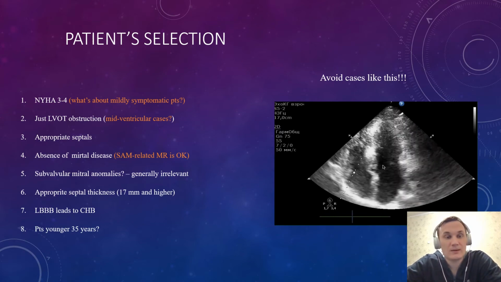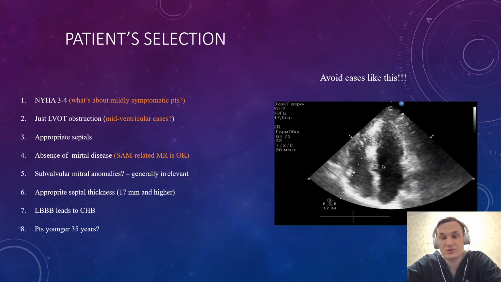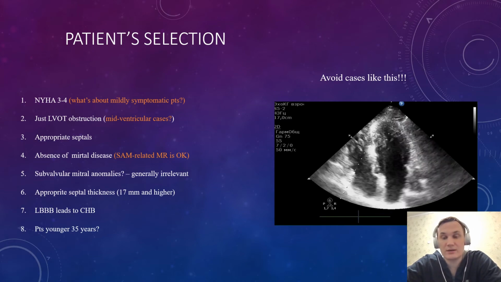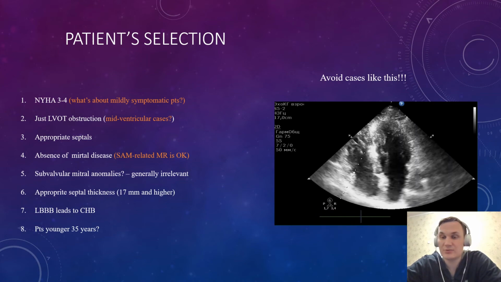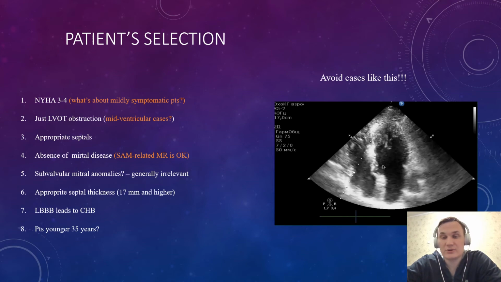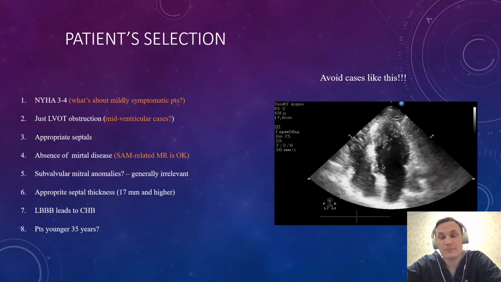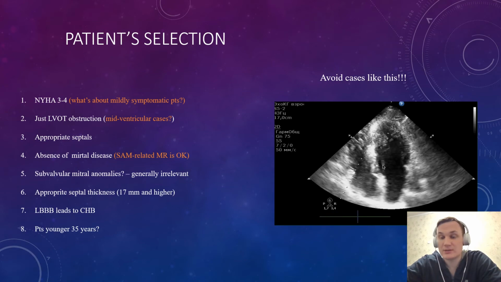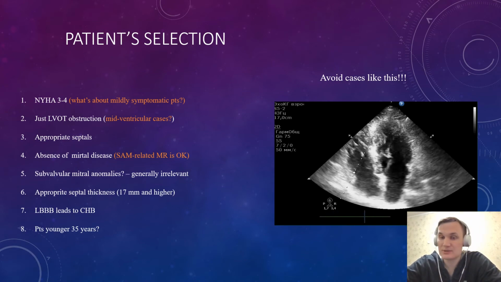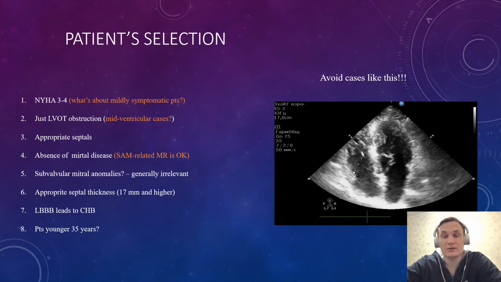Appropriate septal thickness, I just mentioned this. 17 millimeters and higher is generally considered to be appropriate for ablation. If you talk about 30 and higher, of course, in these cases ablation may be less effective than surgery, but we can discuss this, and it depends on the patient conditions, and maybe in some patients we can choose this kind of septal reduction as well.